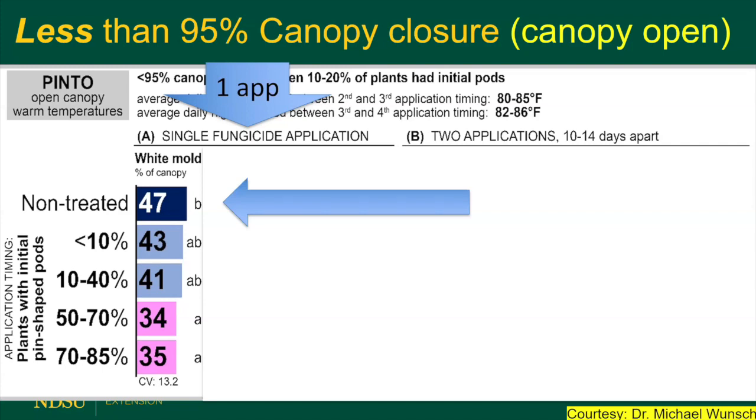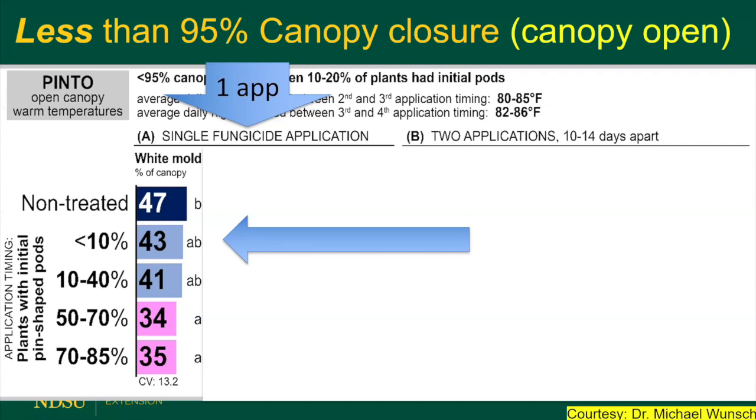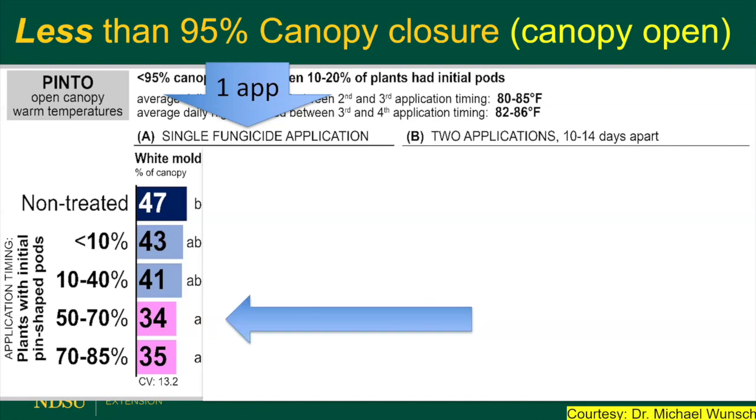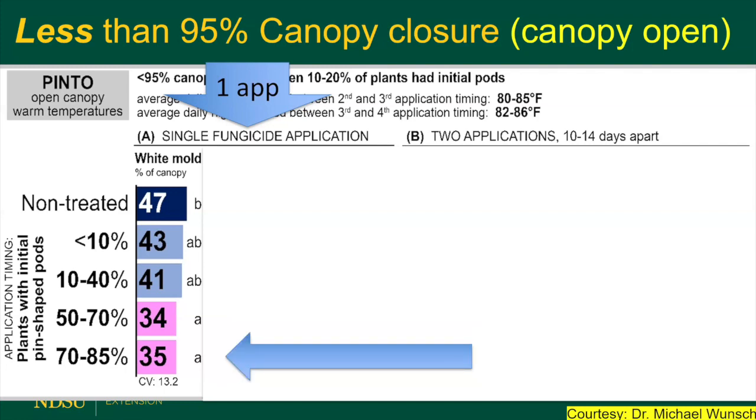So in the fungicide trial, a single application, canopy open, the non-treated control, where there's no fungicide application at all, had 47% of the canopy hit with white mold. That's a lot. Where he put a fungicide application down right before there were any pin pods, so really preventative, right? There was maybe a little bit of a reduction. When he waited a little longer, so 10 to 40% of the plants had at least a pin pod, disease was reduced a little more. Where he waited until the majority of the plants had at least one pin pod, you can start to see statistical reductions in disease pressure. By the time he waited till almost every plant had a pin pod, you could see that same statistical reduction. And I should have prefaced this by saying in his trial, he's got 15 gallons per acre, and this single application is Topsin at either 30 or 40 ounces.